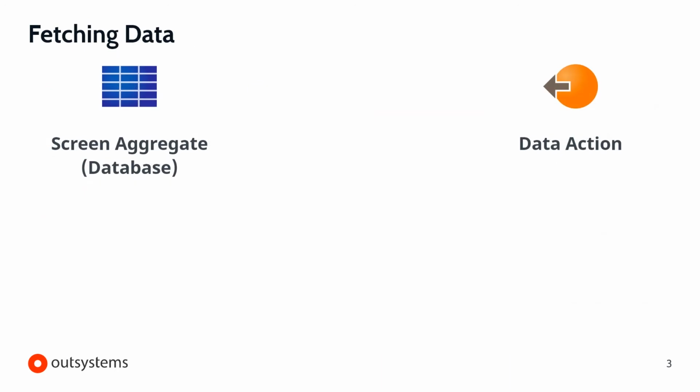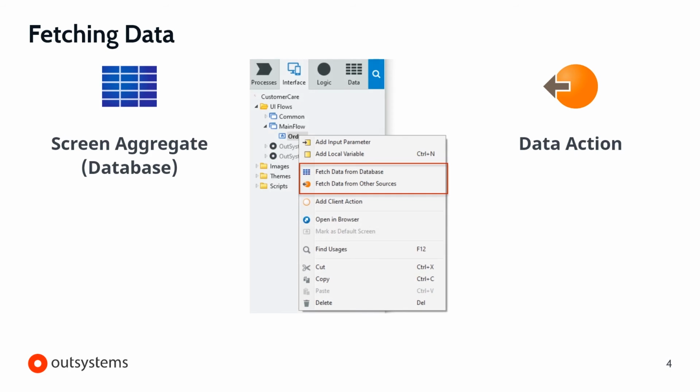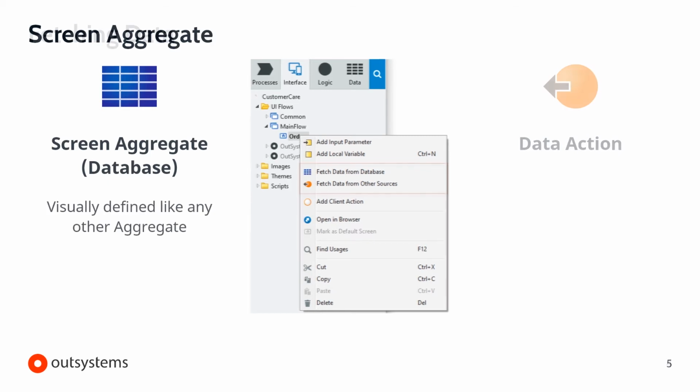Essentially, there are two ways to fetch data to be used in a screen. The first one is by using screen aggregates, and the second is through data actions. Both types of data sources can be added to screens using the right-click context menu options. To fetch data directly from the database, we define screen aggregates. These aggregates can be visually defined just like any other aggregate, but they will only be available within the scope of the screen, as well as its result with the data fetched from the database. This is a quite easy way to get the data we need to display on our screens.